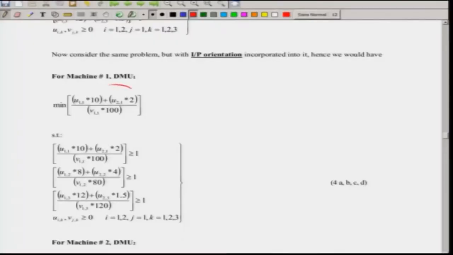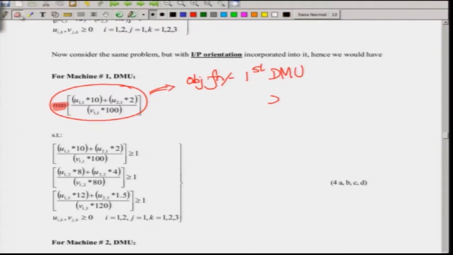So, in the first model you have the objective function, and this is a minimization. So, remember that. I will try to highlight the word minimization in each and every step, even though I did not highlight the maximization in the last class. I will highlight it using the red color. So, I am trying to minimize, and this is the objective function for the first DMU. And what do you have for the constraint?